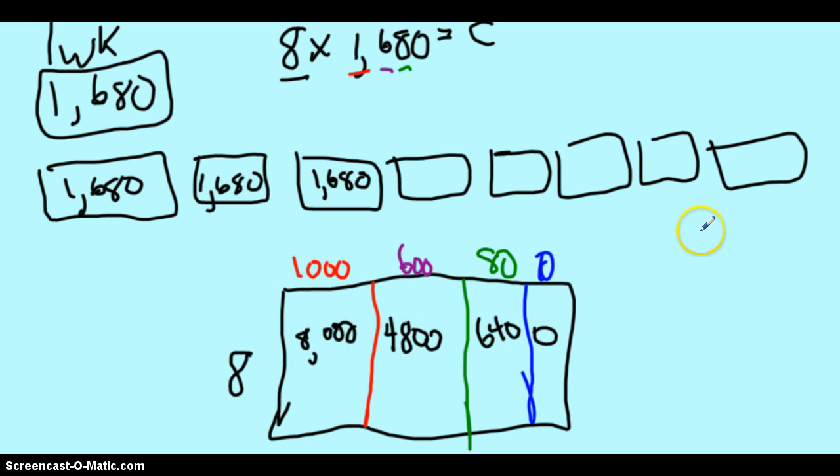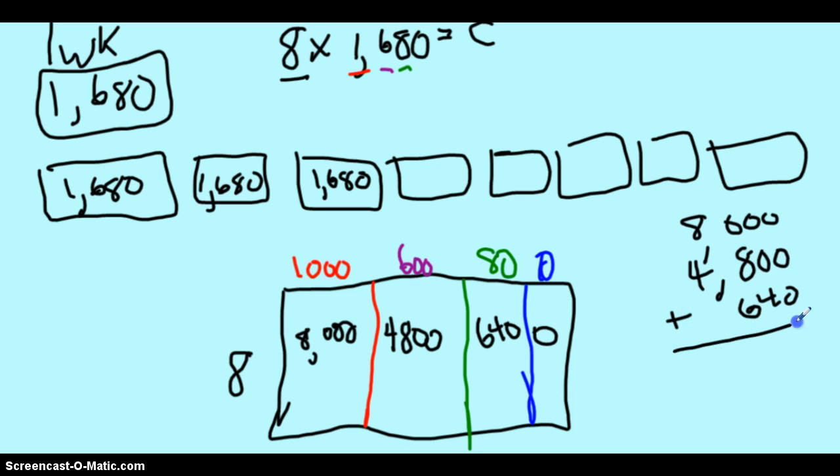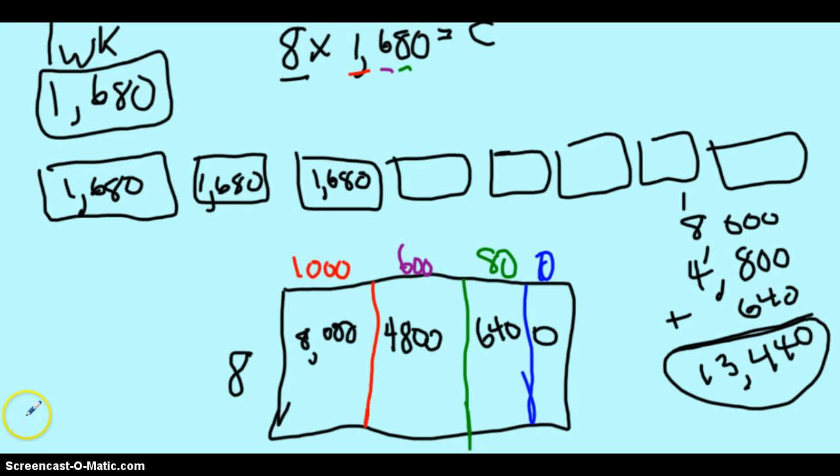So now I'll add all these up. So I've got 8,000 plus 4,800 plus 640, of course, plus 0. I'm not going to write that down because we know 0 plus anything gives that same thing again. 4. 8 plus 6 is 14. I regrouped that 10 hundreds into 1,000. And therefore, I have 13,440 CDs that have been sold. Okay.